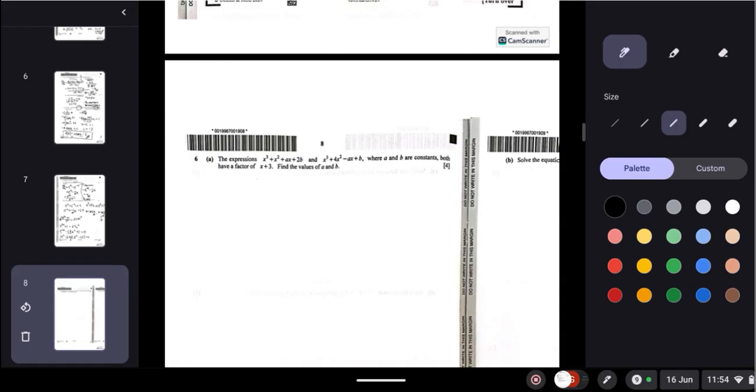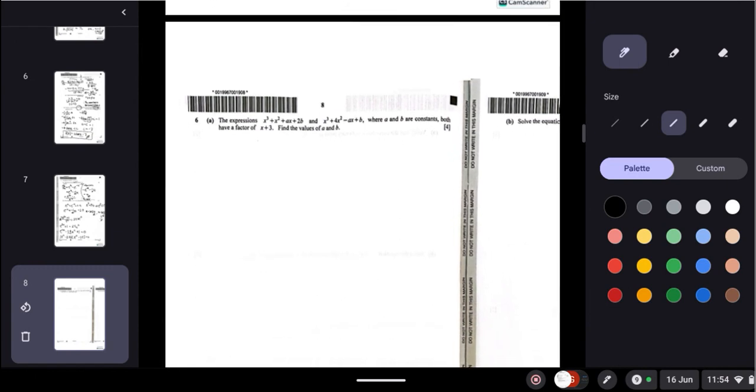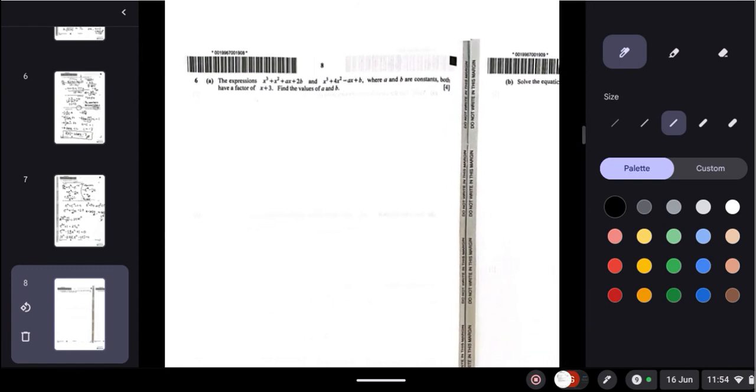Okay, next question. Your next question is polynomials. Yes, polynomials. This one is your normal question. You get this every year. Actually, this question came out in 2021, not 2022. All these questions came out, and this question is very popular in prelim papers especially.